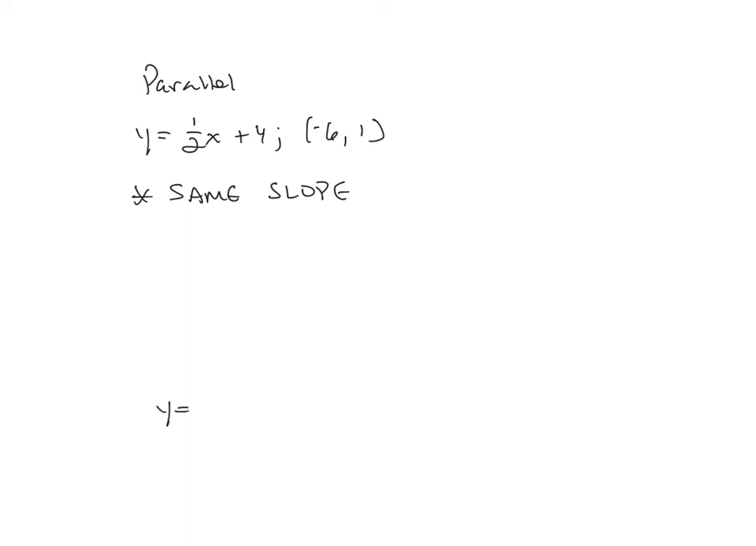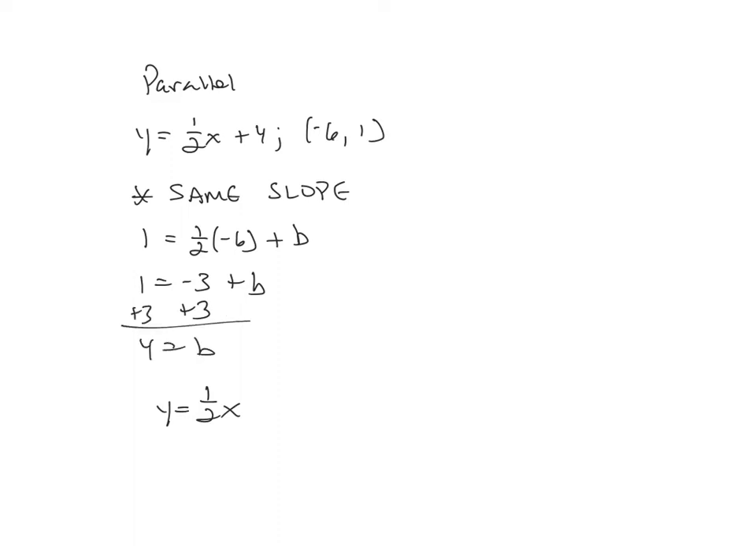So I think those slope-intercept ones are better, but so it's going to start off with 1/2 x. I know that's part of the answer. I just got to figure out the number at the end. So I'm going to plug in the point. So 1 for y, 1/2, and then negative 6. And then instead of 4, I'm going to put b. So 1/2 of 6 is 3, but negative 3. And then add 3. And b equals 4.